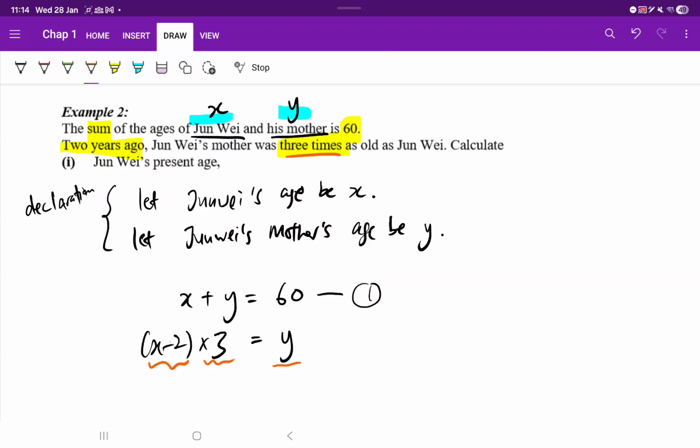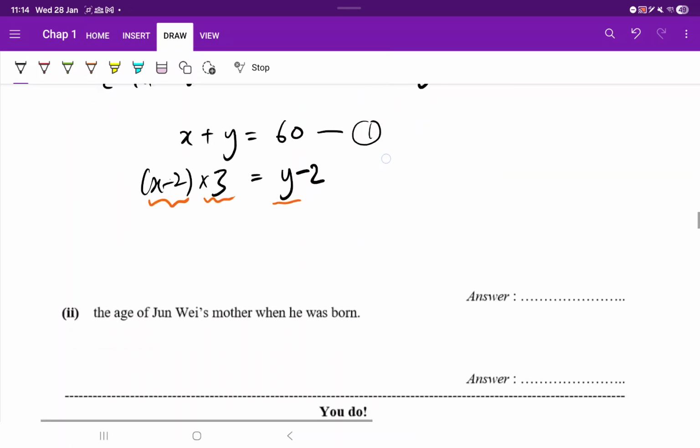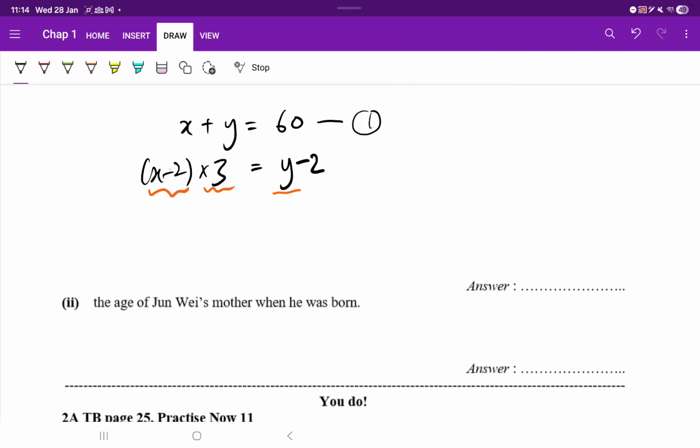Wrong. Very good. This is wrong because we are talking about 2 years ago. So 2 years ago, it cannot be that Junwei is younger than the mother is not younger, right? Everyone is going to be younger. So X minus 2 times 3 has to be Y minus 2. Now this equation is actually not yet simplified. And I can simplify it further. So I'm going to do that before I label.